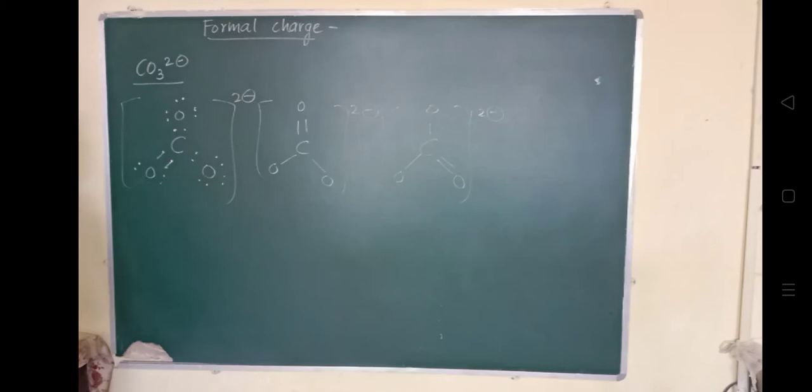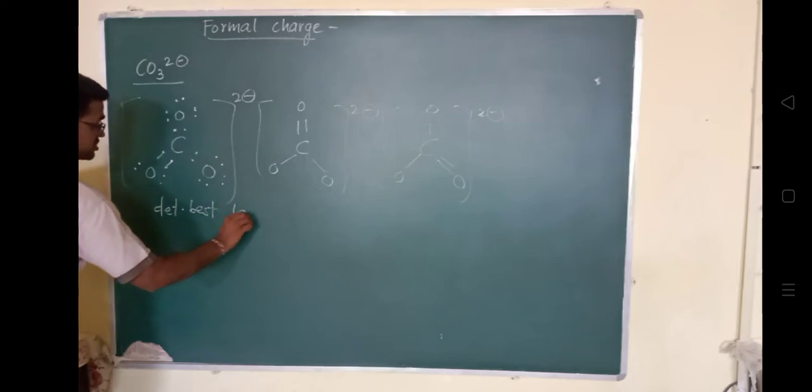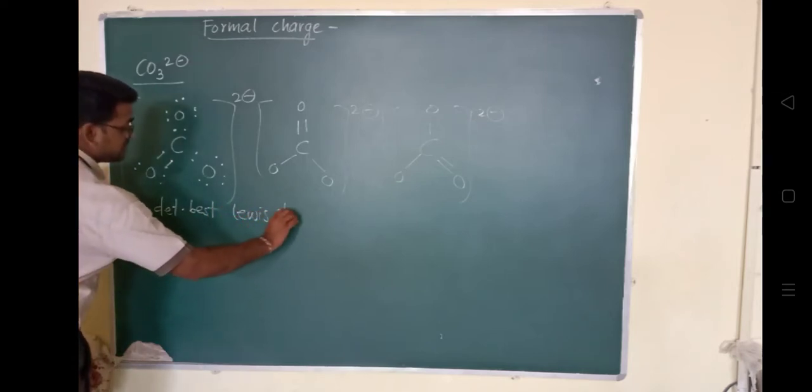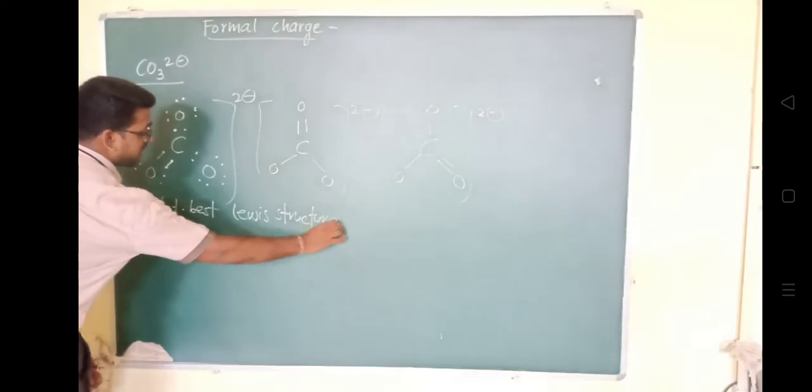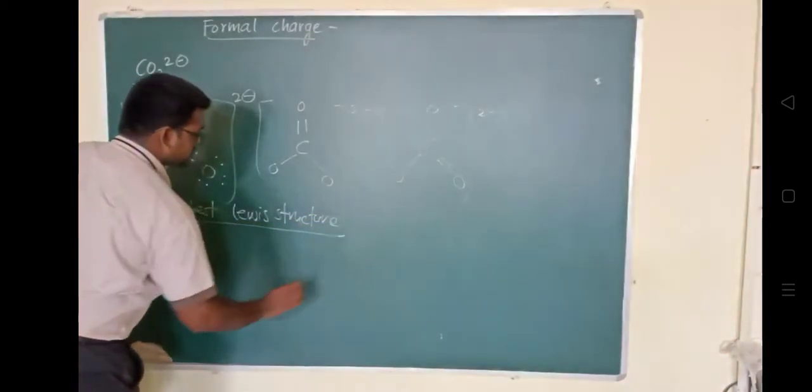Now what is the meaning of the formal charge? This formal charge can help us in assigning bonds when several structures are possible. Right now we have seen several different structures for this CO3 2 minus. So the formal charge will tell us, while determining the best Lewis structure, which is the best Lewis structure among all of these.